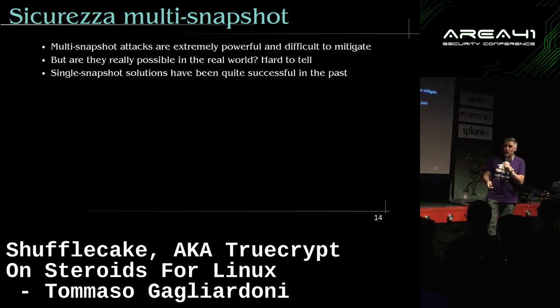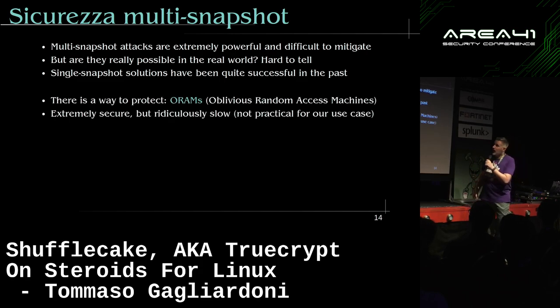On the other hand, we have many documented cases in past history where even a simple system like TrueCrypt was enough to grant the acquittal of a suspect. So the police didn't manage to prove in court that the hidden data was there. These attacks are very powerful, but whether they are possible or not, I don't know. In any case, there is a way to protect against this attack.